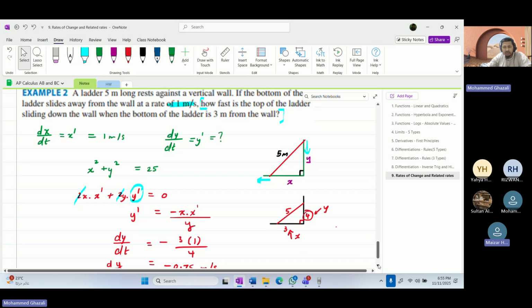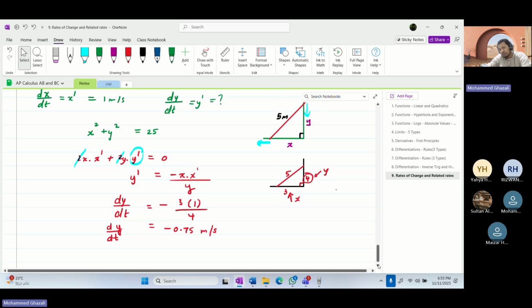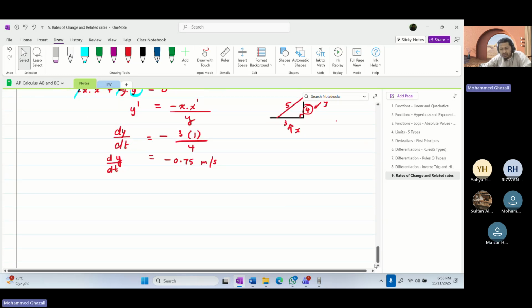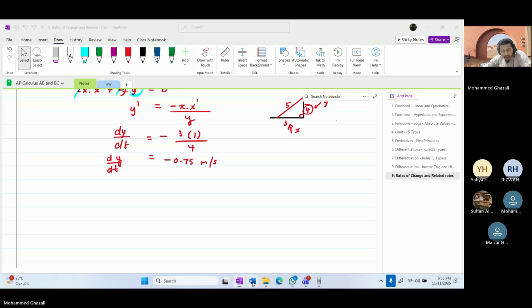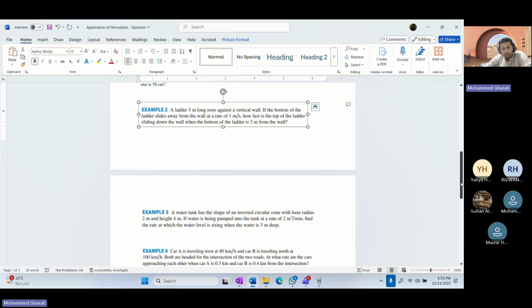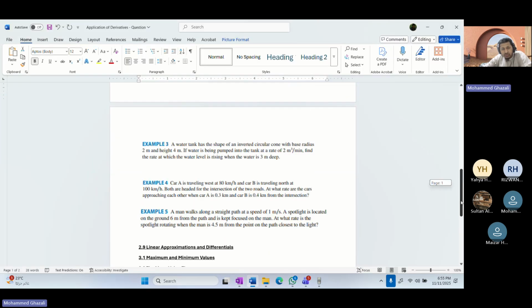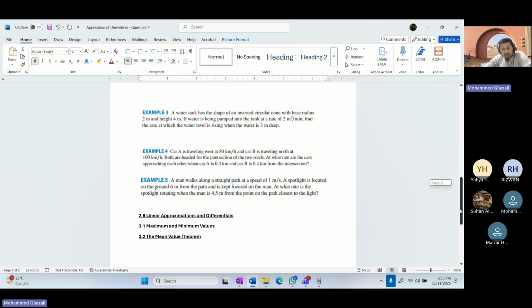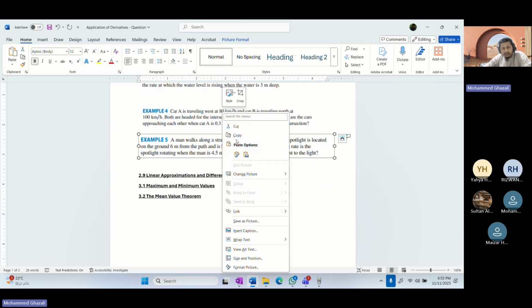Now I want to do a difficult one with trigonometry. I've got more questions here, but I'll put them in the homework, because I just did 1 and 2. Let's look at this one.